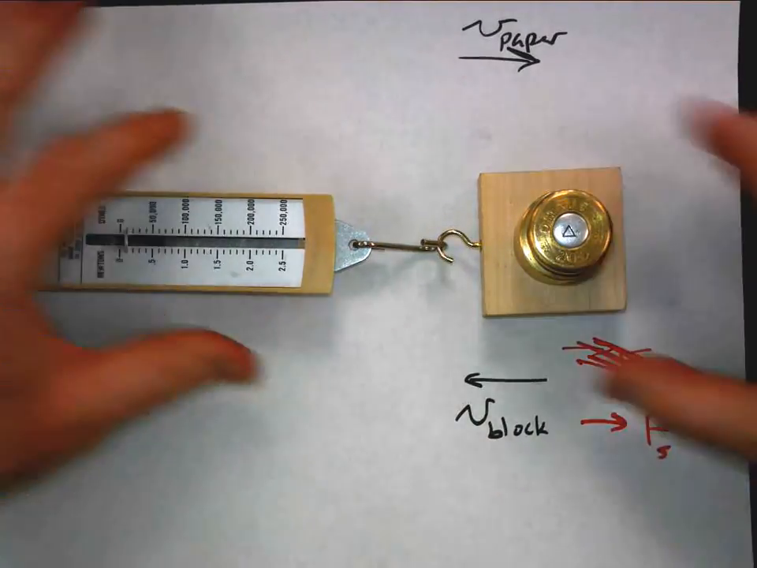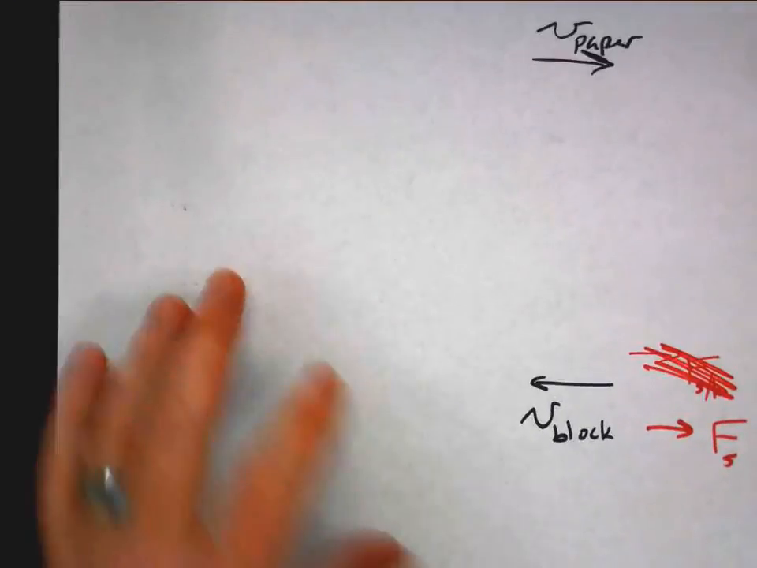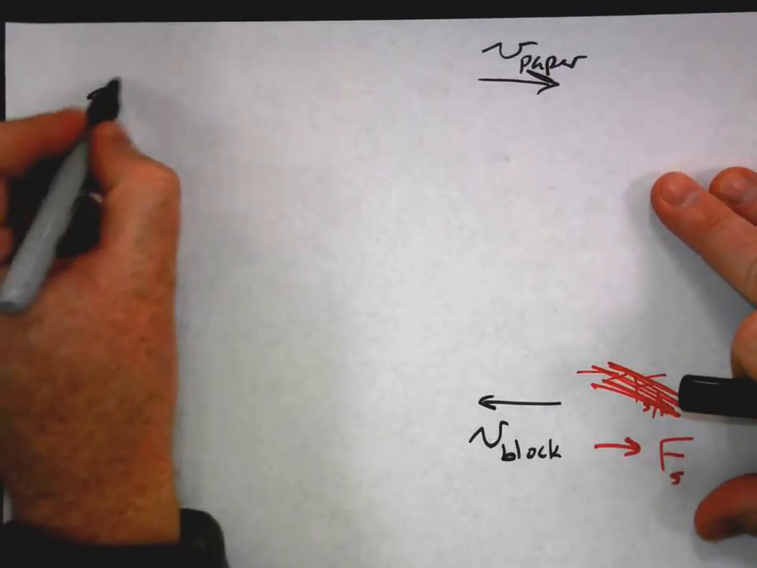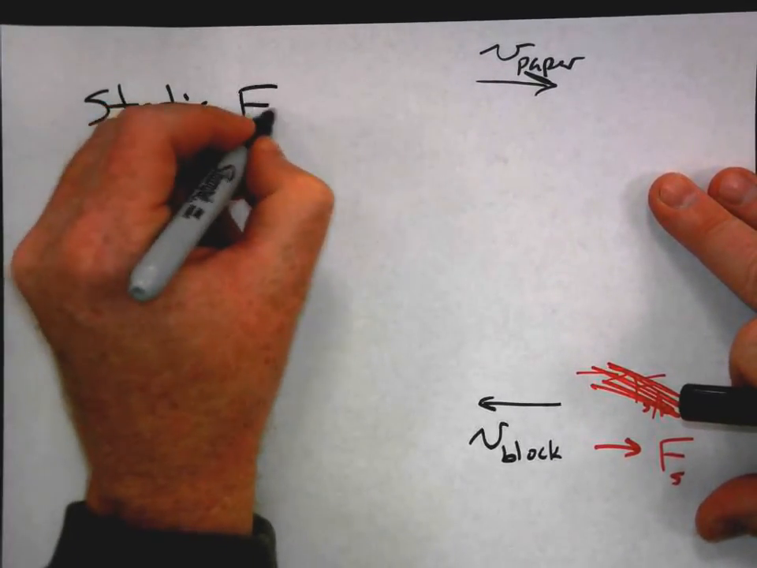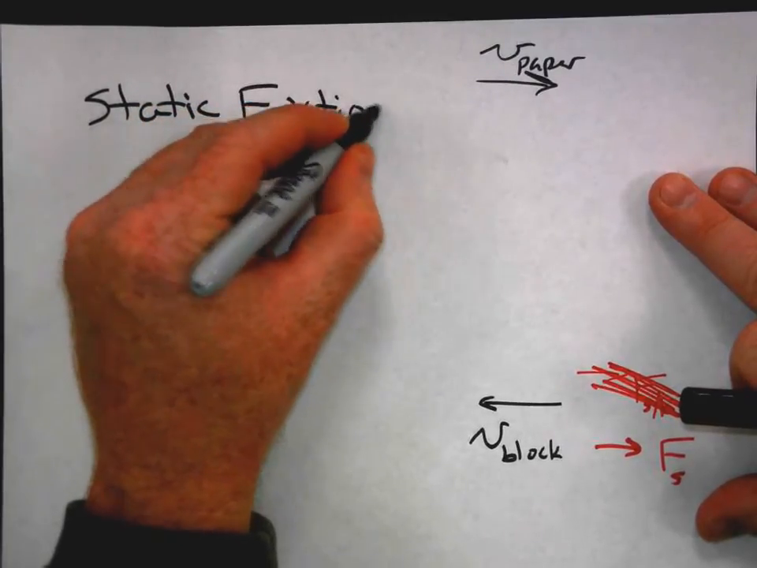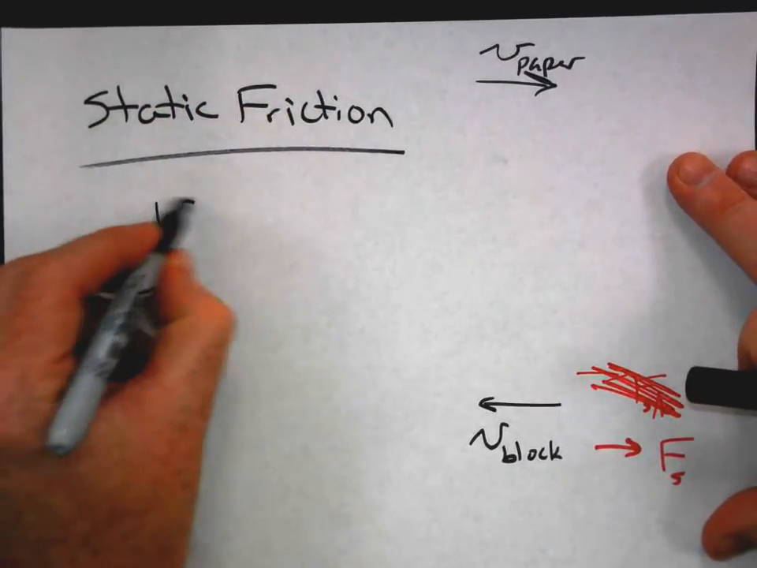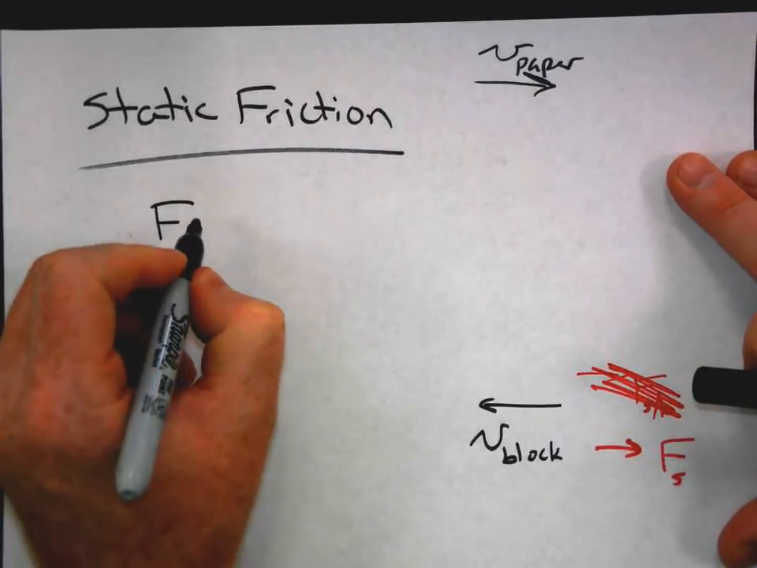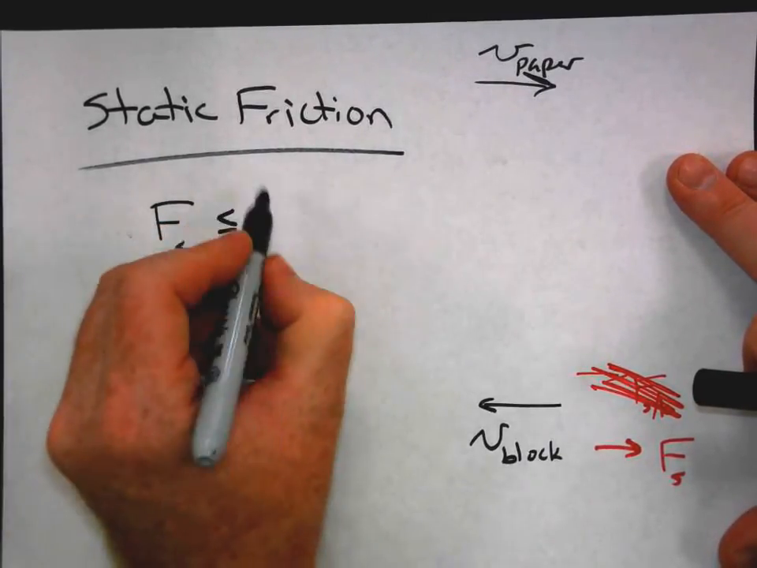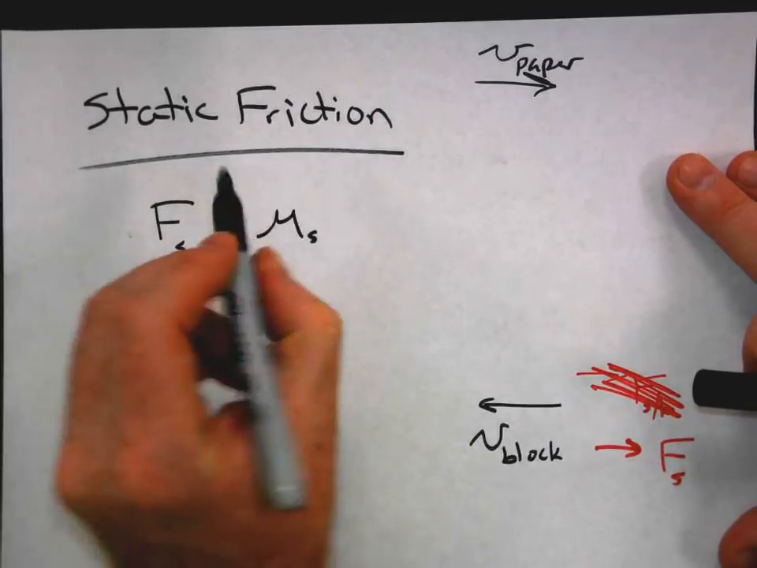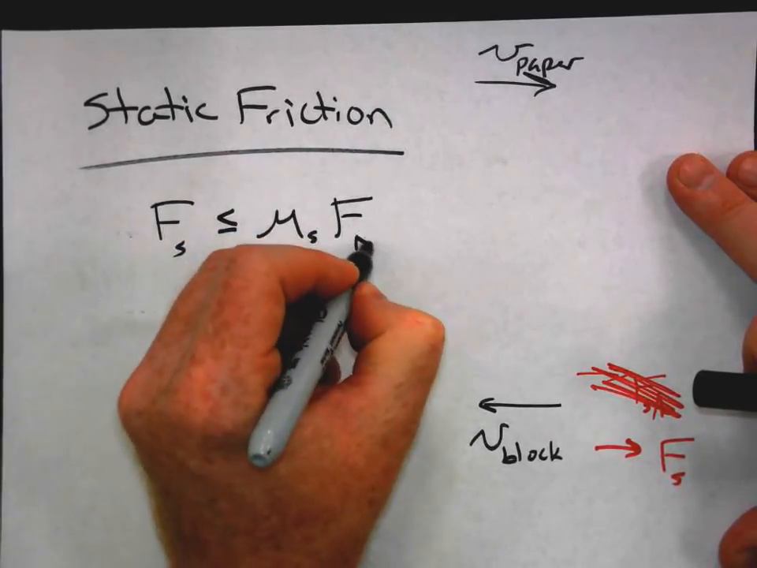So the thing about static friction, this does not happen with kinetic friction, only static friction. We have to modify that equation that we wrote down. Static friction. We're not going to write an equal sign. We're going to say that it is less than or equal to coefficient of static friction times normal force.